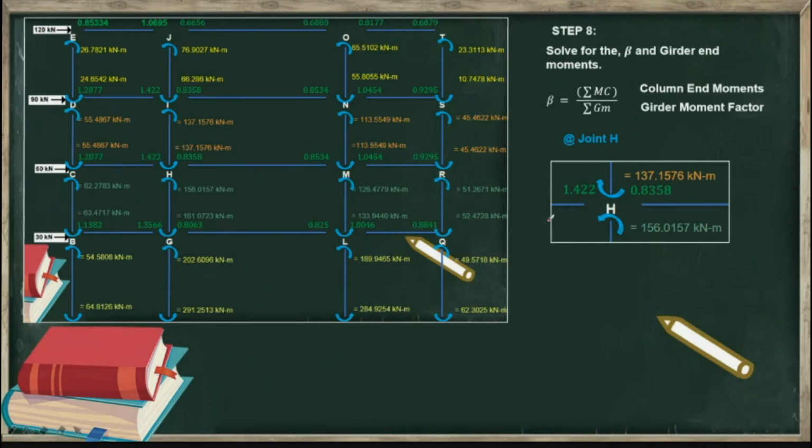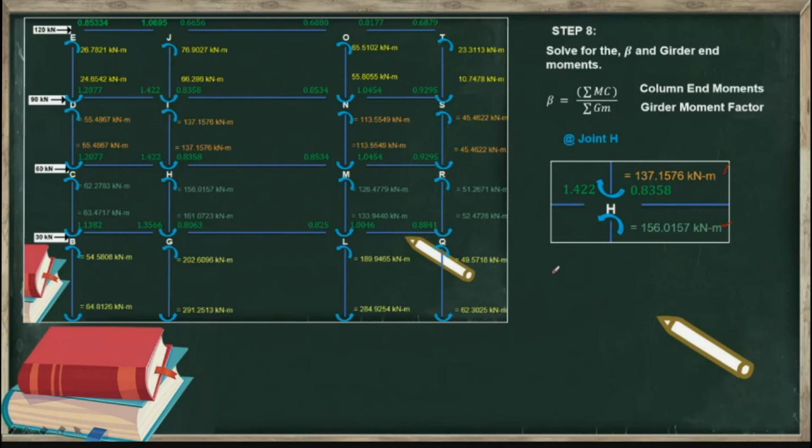So let's take an example. Joint H ulit tayo. So dito, we have here ito yung values niya. Meron tayong column end moments na values na nakuha natin kanina. And meron tayong mga girder moment factor dito.